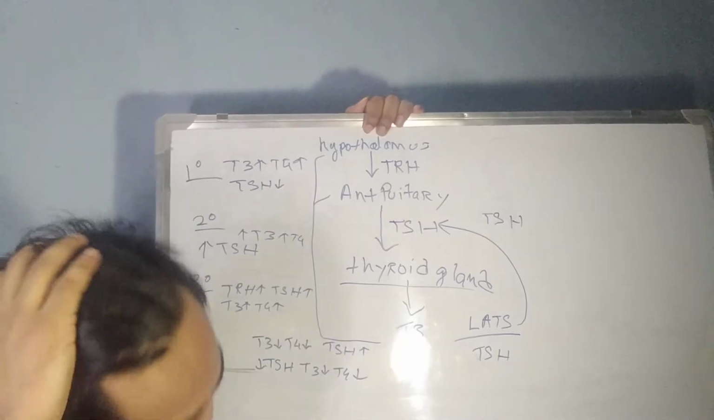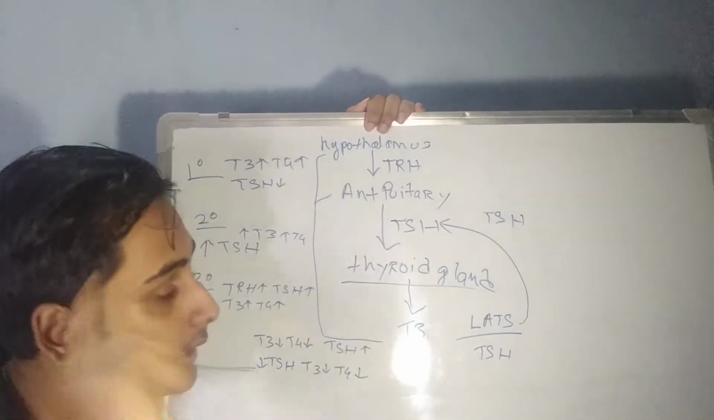So that is about Graves' disease. In Graves' disease you will have hyperthyroidism, and due to the antibodies, that is the LATS antibody, these antibodies are very structurally similar to thyroid stimulating hormone. So this will keep on stimulating the thyroid in order to produce more T3 and more T4.